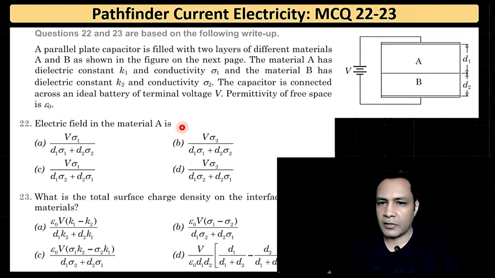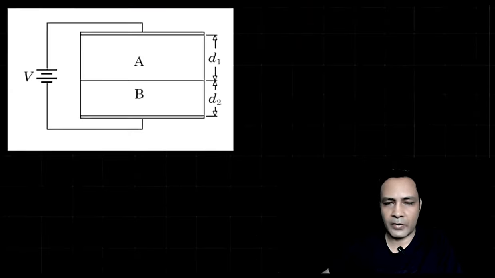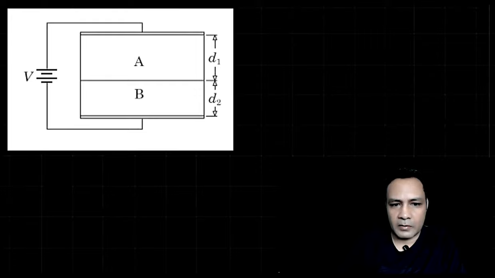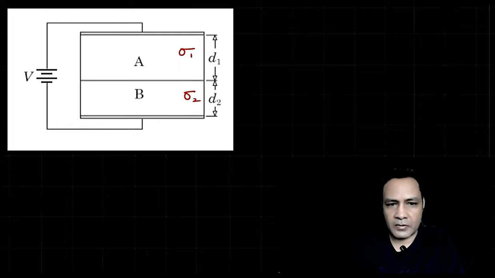What is the electric field in the material? That is asked in question number 22. And what is the total surface charge density on the interface material? Like here, what is the charge accumulation density at the interface? So that was the diagram given, and sigma 1 and sigma 2 are the conductivity of these two dielectrics.